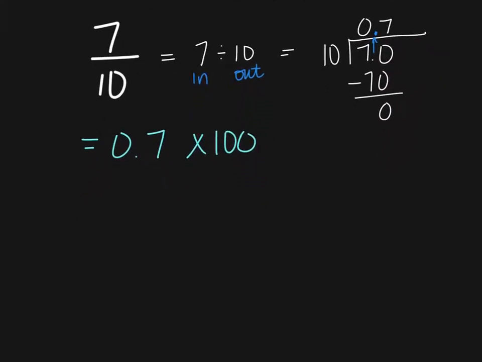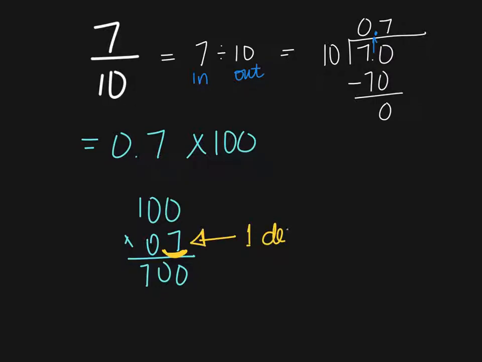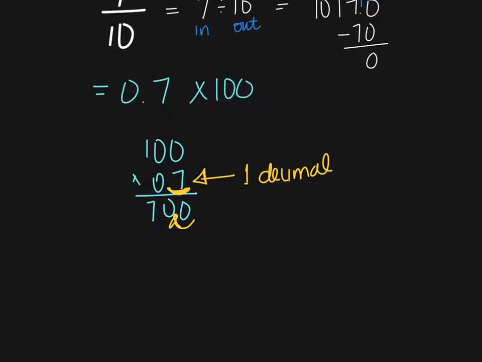So if I multiply 0.7 times 100, I'll have 100 on top, I'll have 0.7, and I multiply. So 7 times 0 is 0, 7 times another 0 is 0, 7 times 1 is 7. Now, what I have to watch out for is this place value right here. I have one decimal place, right? I have to move that many times in my final answer. So if I move 1, I put my decimal right there. All right, so my percent is 70%.